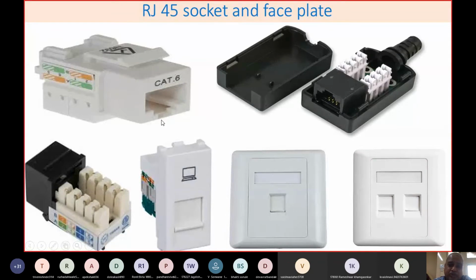But if you want to really fix that particular socket, which we have fixed now, this particular plate is called a face plate. With this face plate, if you just move this, then you can connect the RJ45 patch cord into this. So if you have a fixed connection, then it is better to use a faceplate and this type of socket.